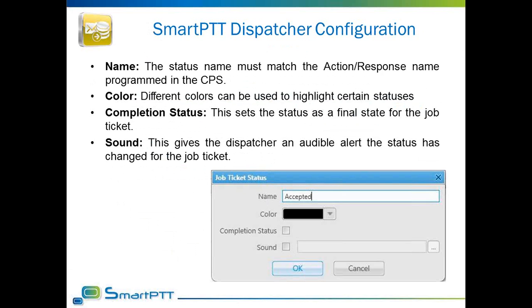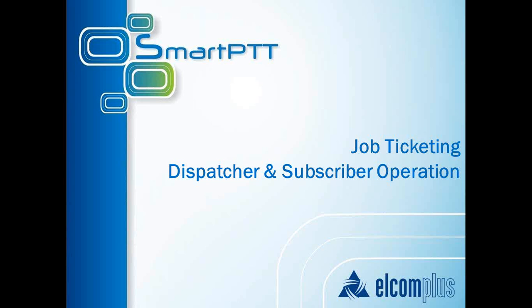For example, you might want red to indicate that it was rejected, so you need to investigate why that was rejected, or maybe have green as completed. You can have sounds so that, again, if you want to know if somebody rejects it, to look into why, that sound can indicate that the dispatcher needs to look into it more. So that's it for the configuration. As you see, it's a very simple configuration, as is the dispatcher and subscriber operation that we'll move into now.